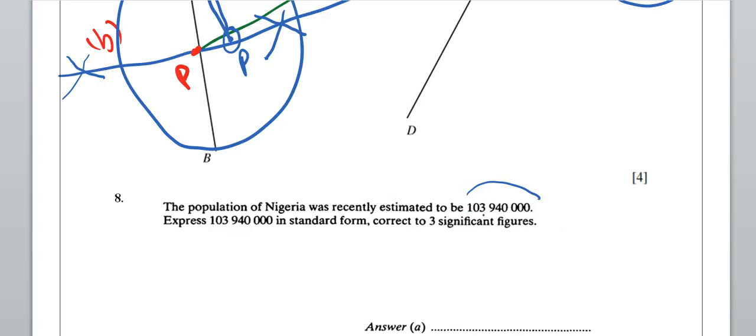So we will say 103,940,000. The population of Nigeria is 103,940,000, and the question is to express this in standard form. That is the first point. The second point, correct to three significant figures. So first we will convert this into standard form, and then we will round it off correct to three significant figures.